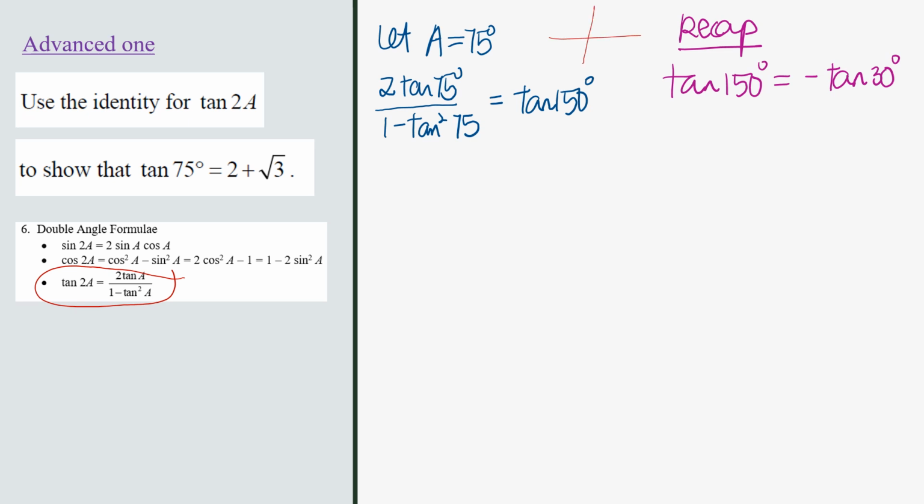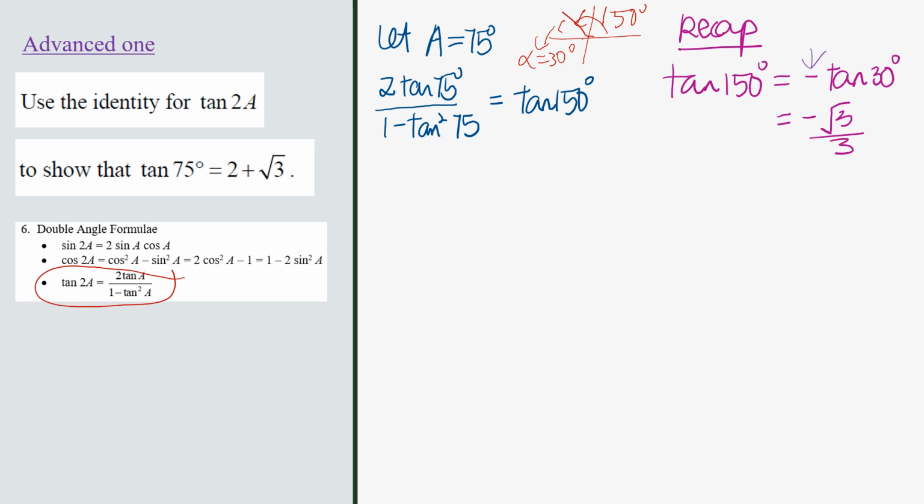Right, so tangent 150, under your ASTC, 150 is here. Your reference angle will be 30 degrees, right? But because tangent of any angle is negative in the second quadrant, and 150 degrees ends up in the second quadrant, that explains why there's a negative here. So tangent 150 is equal to negative tangent 30. Now tangent 30 is a special angle, which is square root 3 over 3. So therefore, tangent 150 equals negative square root 3 over 3.